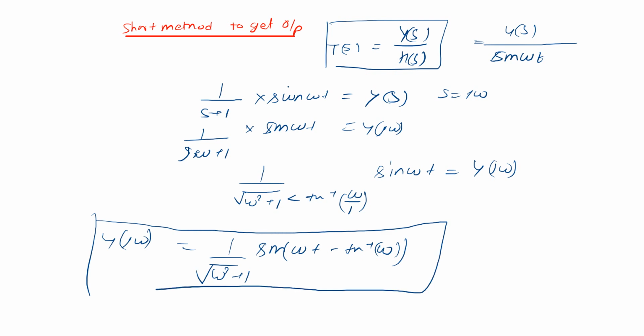So we got here, this is the output. What we have discussed is a short method. You just have to take the input and multiply it with H(s), and you will get the output directly. So this is the short method, you can do it like this.